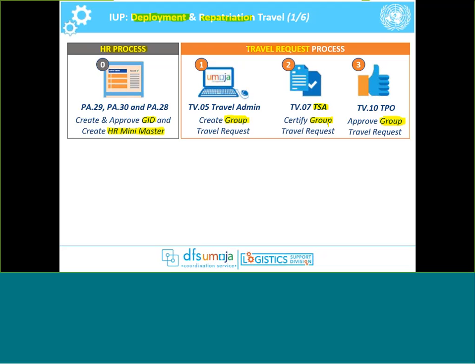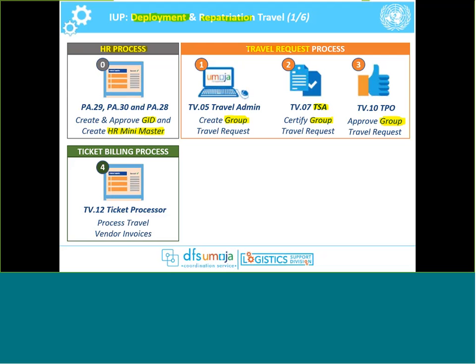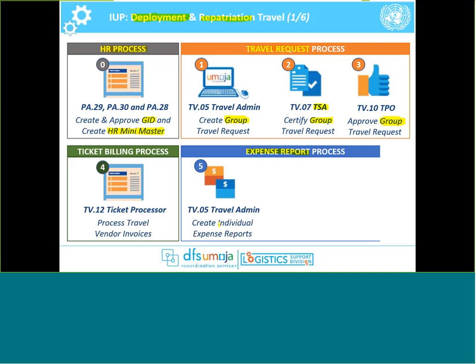So after the TPO approves this group travel request, all the subsequent processes, including the one that affects you most, the expense report part, will be done individually. So the travel administrator will raise the expense report linked to the individual travel requests that were generated automatically by the system after the TPO approved the group travel request.